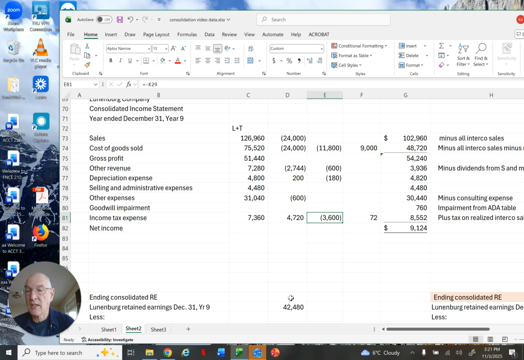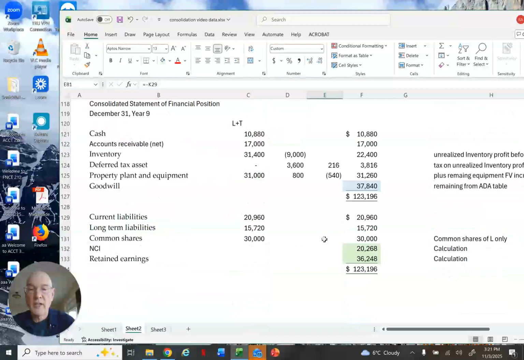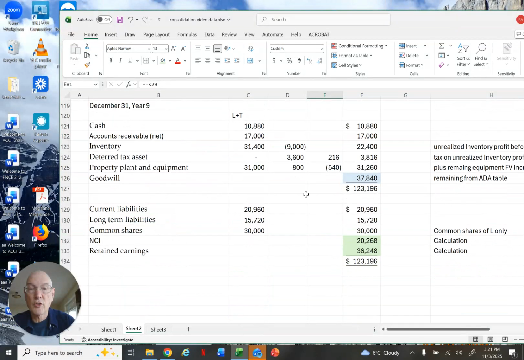If you reduce an expense, that means your company made more. When a company makes more, it has more in retained earnings. So there is an equal and opposite amount on the balance sheet. As we reduced the income tax expense, we increased the deferred tax asset on the consolidated balance sheet. So that's where that is.